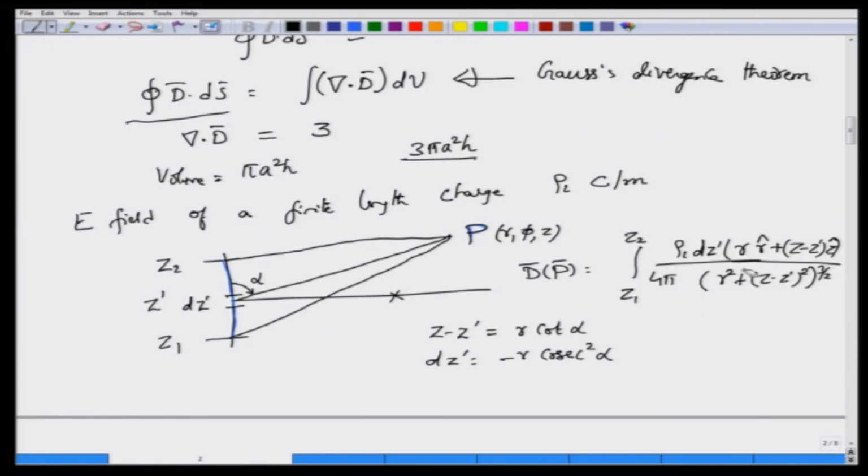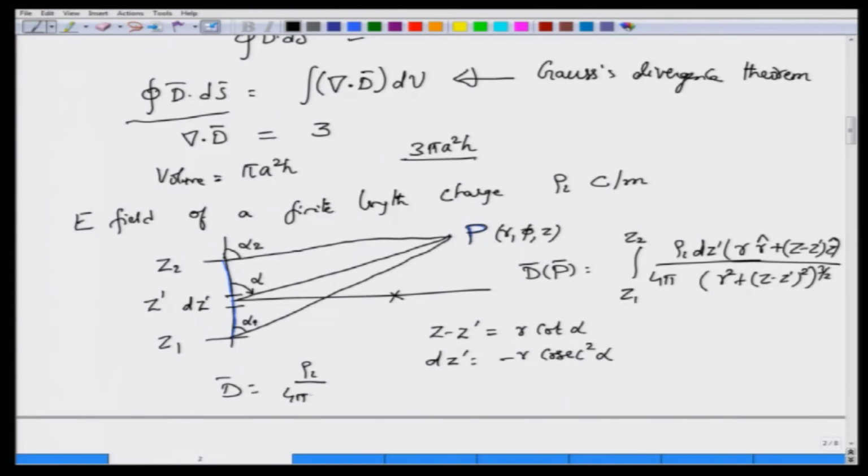What you have to see is that at the ends where you go, there will be two extreme angles, alpha 2 and alpha 1. Alpha 1 will be the angle from the bottom portion of the line charge, at the below of the line charge to the field point P, and alpha 2 will be the angle that the line from z2 to P makes with respect to the z axis. So, the limits of integral from z1 to z2 will be converted into the limits from alpha 1 to alpha 2. You can evaluate this integral and find that D field is given by rho L by 4 pi r.